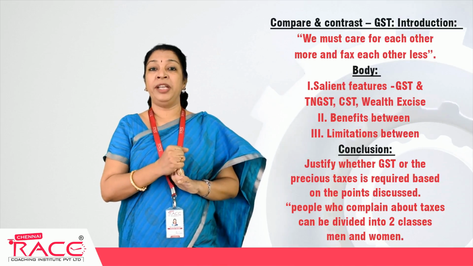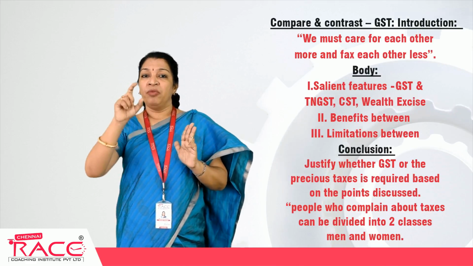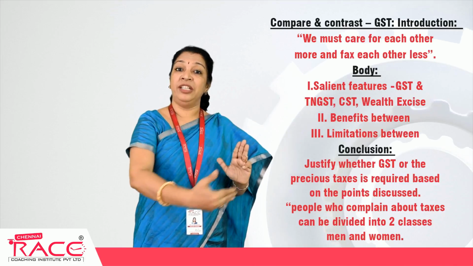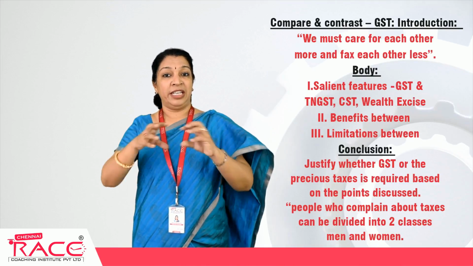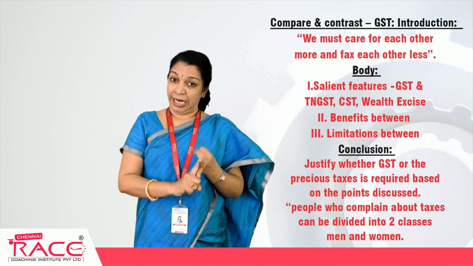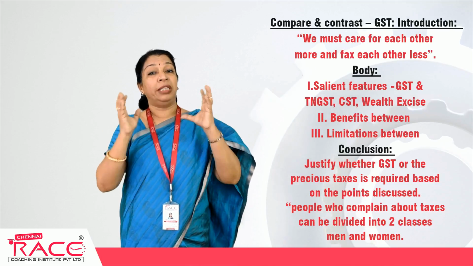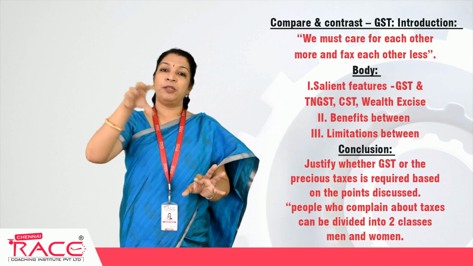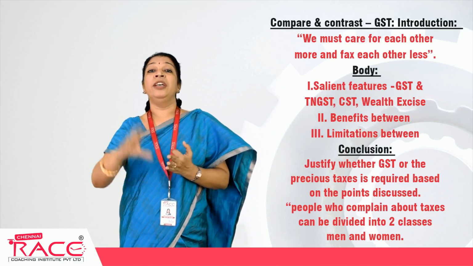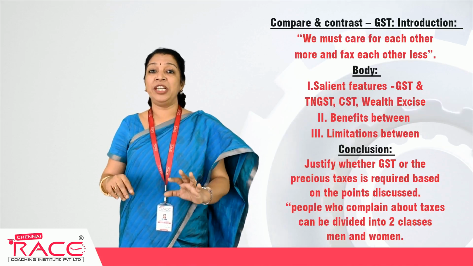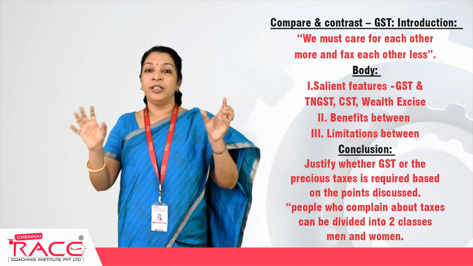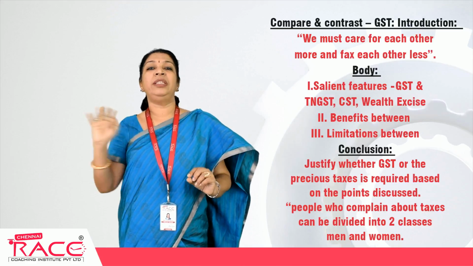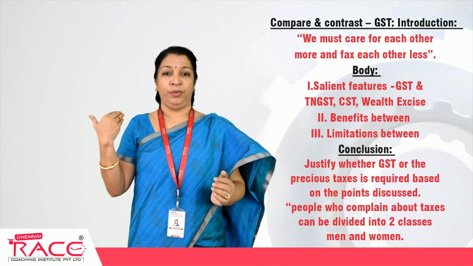Now the 3 key points will be your body. The first point will be the salient features. You give the salient features of each tax, CST, TNGST, wealth tax, and then you compare with GST, how much tax comes under GST when all these are merged. The second key point, which will be the third paragraph, will talk about the benefits or advantages of other taxes with respect to GST, or the advantages of GST with respect to other taxes. Then the third key point, which will be your fourth paragraph, will talk about the limitations of other taxes, limitations of GST. So this is a compare and contrast paragraph. You have to compare and contrast various taxes with GST. Then everything will be very clear and consistent for the reader.